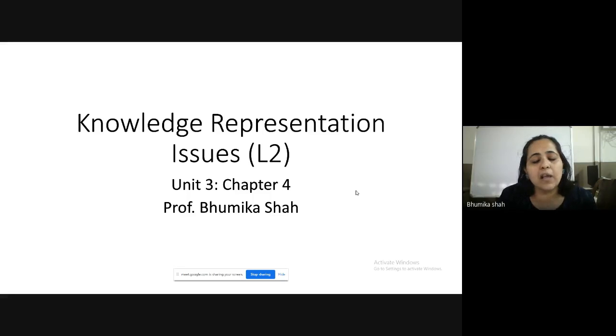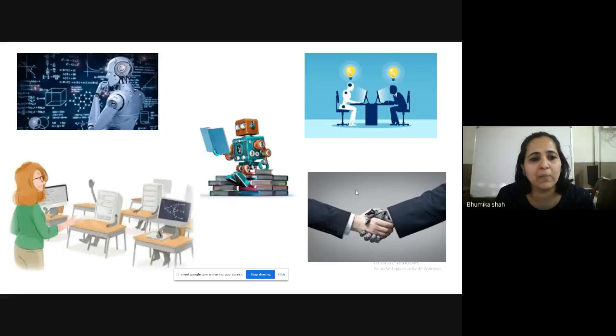If you refer to the Rich and Knight book, Artificial Intelligence by Rich and Knight, then this one is covered in chapter number 4. And if you refer to the GTU syllabus, this is considered as unit number 3.